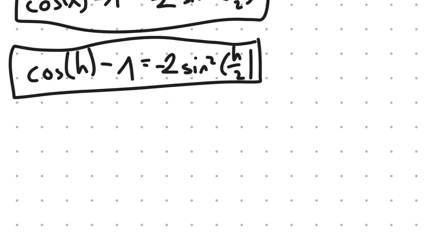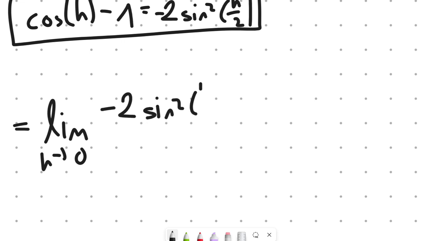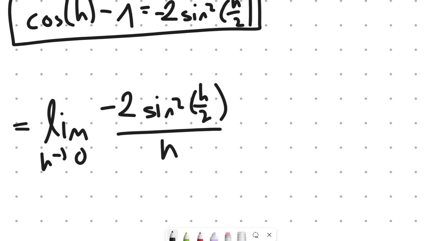So the complete limit is just going to be equal to the limit as h approaches 0 of negative 2 sine squared h over 2 over h. Okay, now let's just take the limit of this expression. If we take the limit as h approaches 0 for this expression, h over 2, when we plug in 0 into the h, then we'll have 0 over 2 equaling 0, so sine squared 0 over 0. But over 0, we cannot do this. So it's an indeterminate form, so we just have to do more work to it.